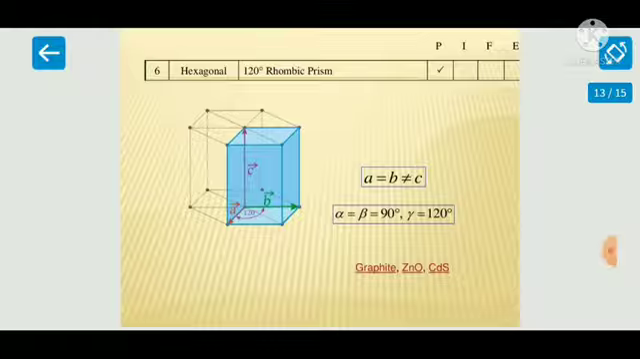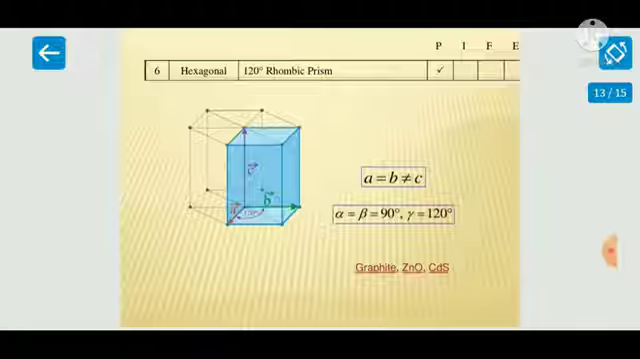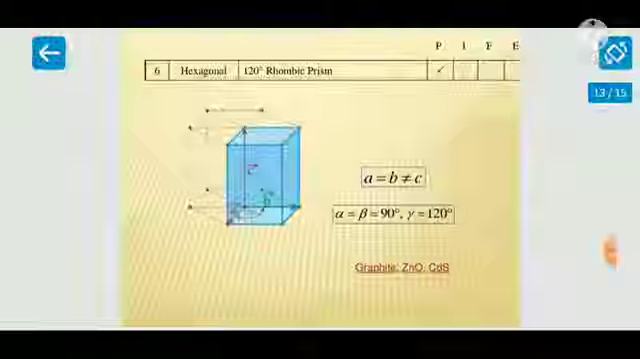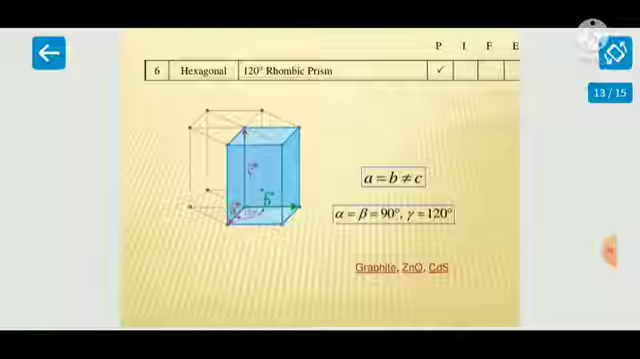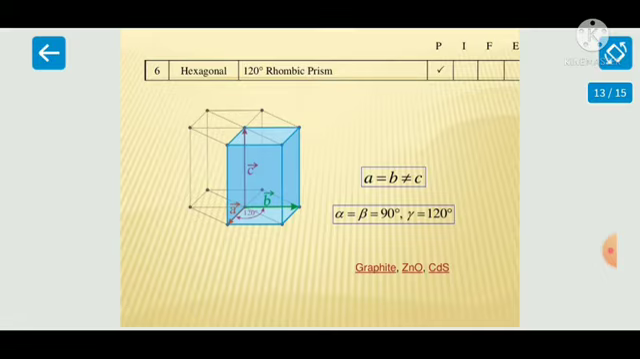A is equal to B is not equal to C. Alpha, beta, see the direction of this parallel in the diagram. So alpha, beta is 90 degrees and gamma is 120 degrees. A, B, C: see this angle, A to B, the direction of this angle is 120 degrees. A and C is 90 degrees. So alpha, beta is 90 degrees and gamma is 120 degrees.